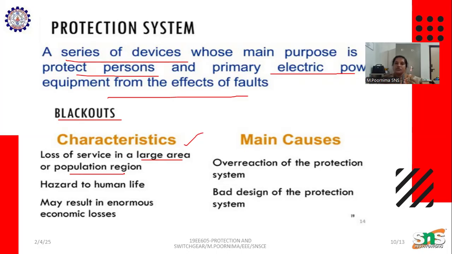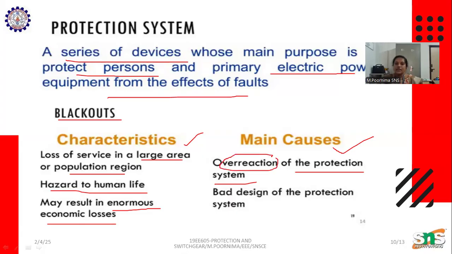And what happens? With loss of services, without the power supply, we face so many problems. So what are the problems? The overreaction of the protection system is a hazard to human life and may result in enormous economic losses. So why does this happen? The main cause is overreaction, and the next one is bad design of protection systems. These are the two main causes of blackouts. So without the protection system, these may occur.